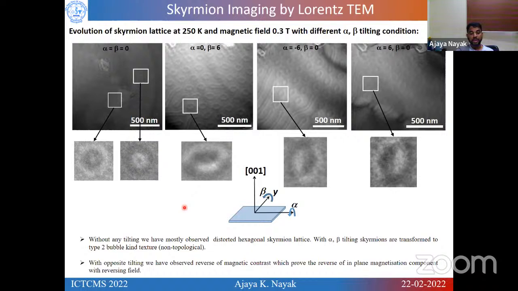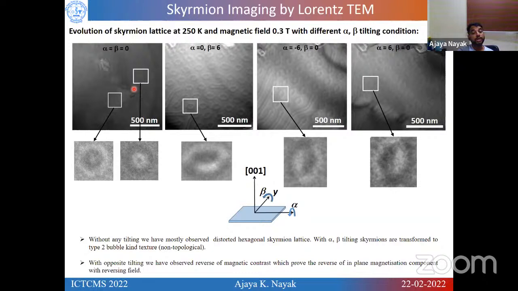Since we have to measure this exactly, we have to apply the magnetic field exactly along the zone axis, along the 001 direction. But if you go to low temperature, lots of bending contours come into the picture and the sample becomes completely black. So we cannot measure anything if we apply the field exactly along the zone axis. What we have to do is tilt the sample a little bit along some other direction.